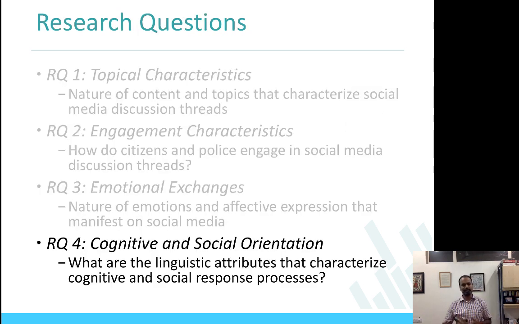So now let's look at the last part of this deck of slides in terms of the questions that we started with. The first question was topical characteristics, the second was engagement characteristics, the third was emotional exchanges, and the fourth was cognitive and social orientation. Here the question we were trying to pose was, what are the linguistic attributes that characterize the cognitive and social response process? I think this is a very broad question that people could study in multiple ways.